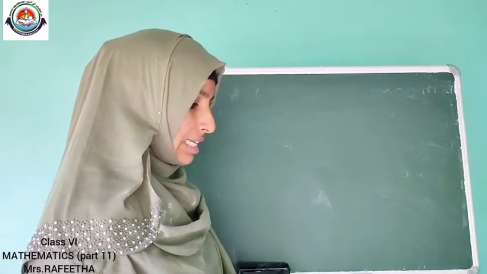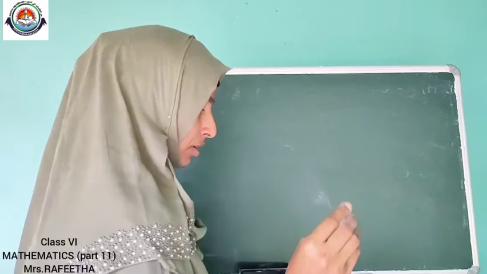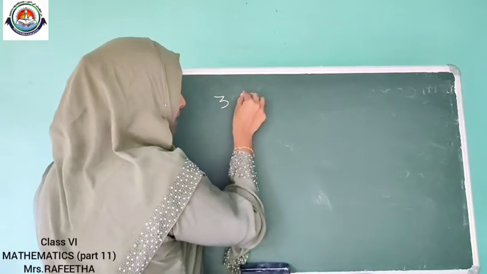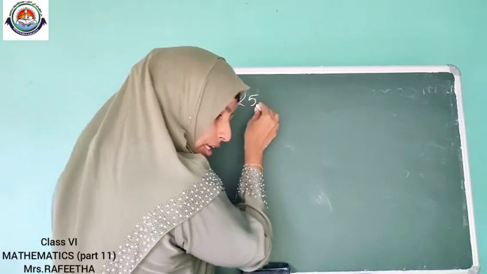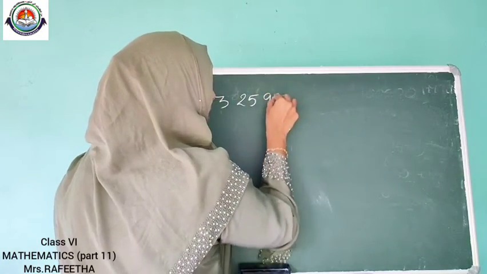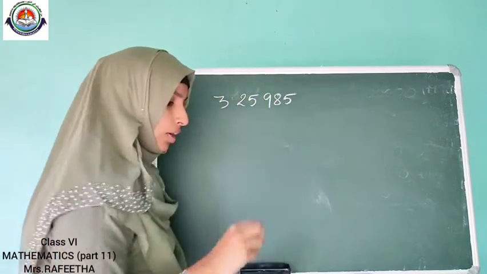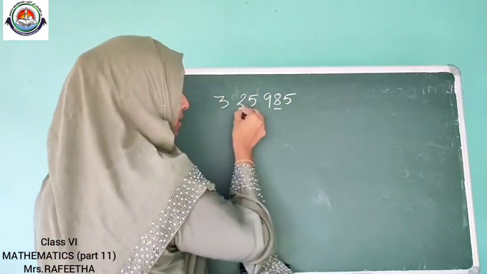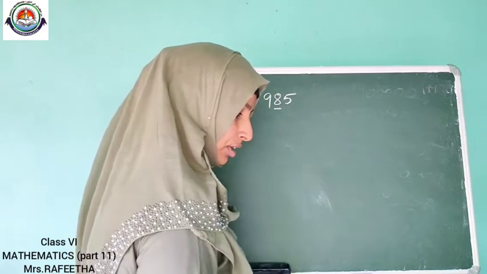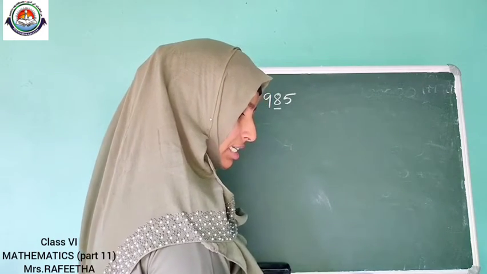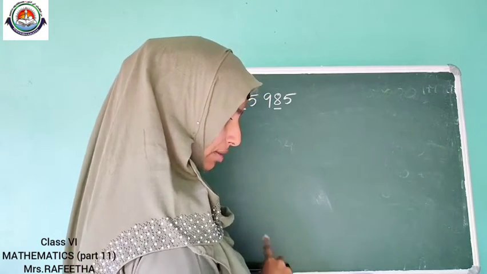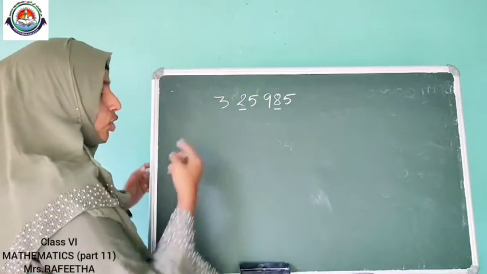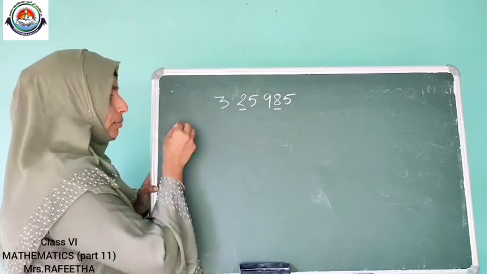Interchange the digits 8 and 2 in a number. This is the number 3,25,985. Interchanging this 8 and this 2, interchange the digits 8 and 2 in this number, and find the difference between the new number and the original number. So, which will be this new number?